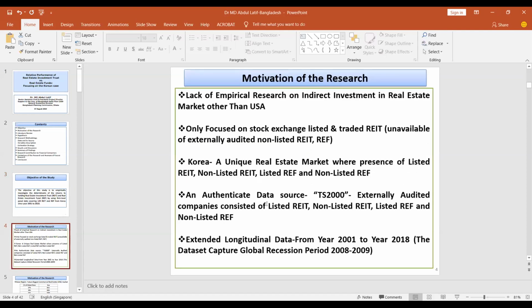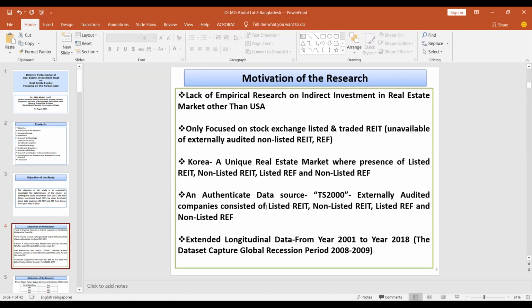The motivation of my research was that there is little empirical research on indirect investment in a real estate market other than USA. Globally, the US is the leader, and more of the research is done by researchers in the USA, because there is lots of data on stock exchange listed REIT and RIF there. But outside the USA, there is a lack of authentic data. The previous research focused more on stock exchange listed and traded REIT, and externally audited non-listed REIT and RIF, which are not listed in the stock exchange and are small. This study is not done in other areas.